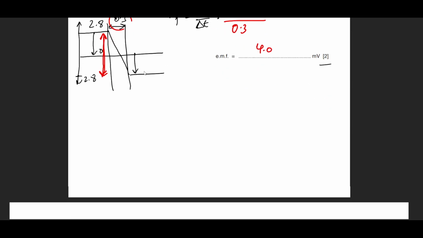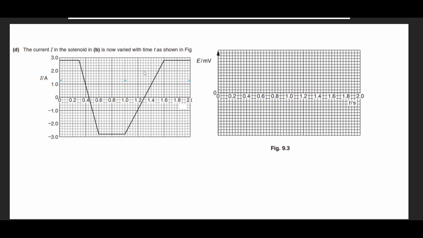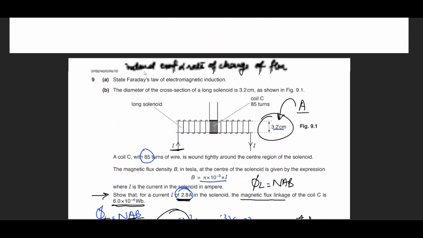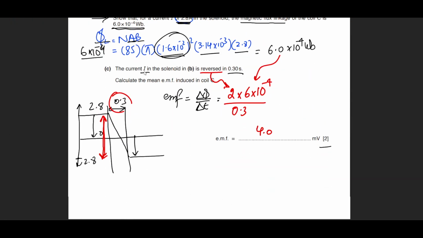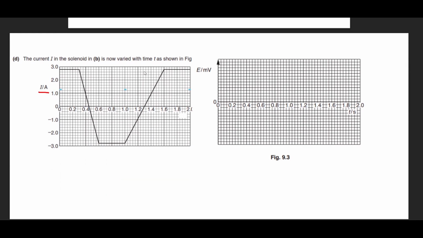Now this will be used in the next part, the graphical analysis. Now notice that over here we have current. In the previous question we had flux density. As I explained earlier, it does not matter. They are exactly the same things. The process will take place in exactly the same way. Okay, let's do that.